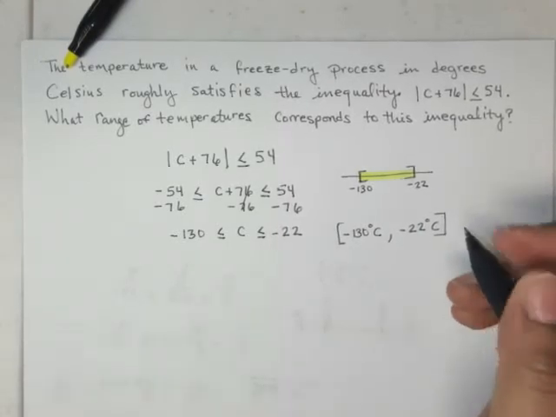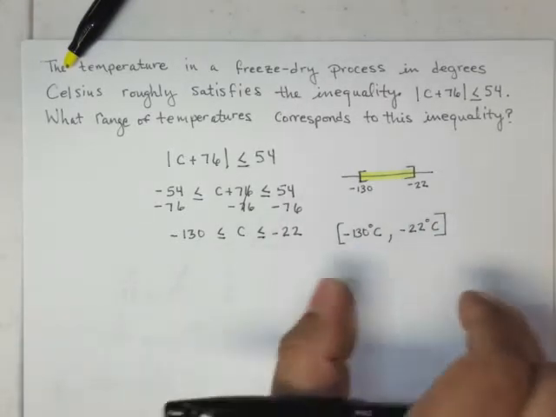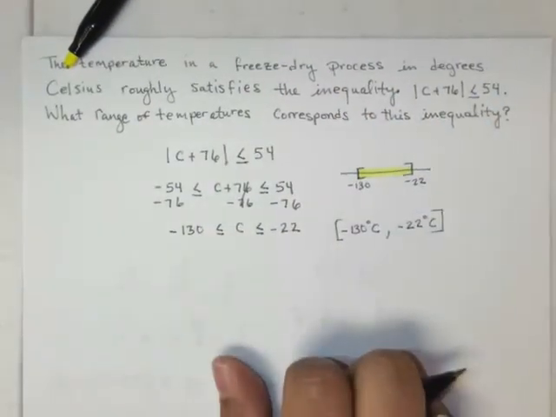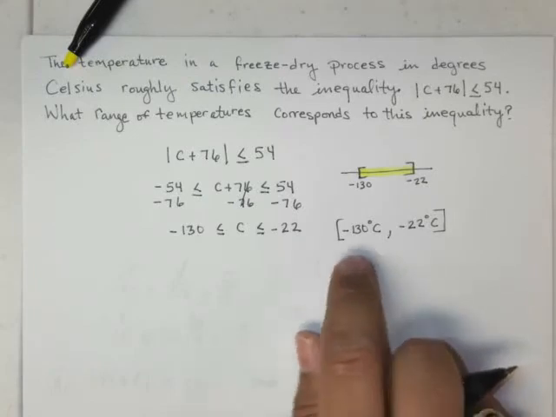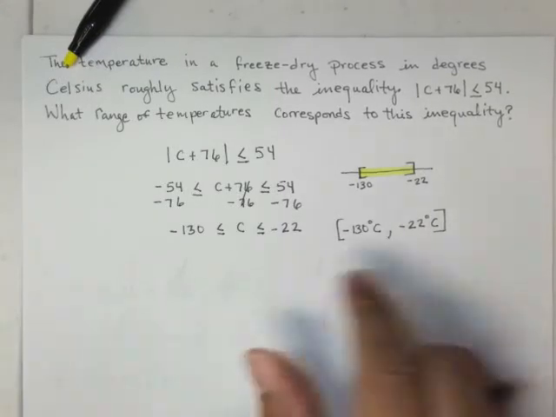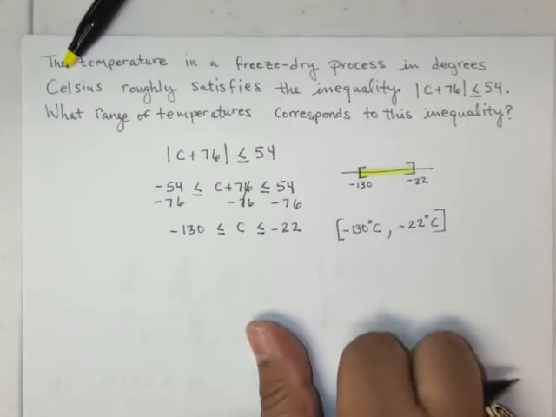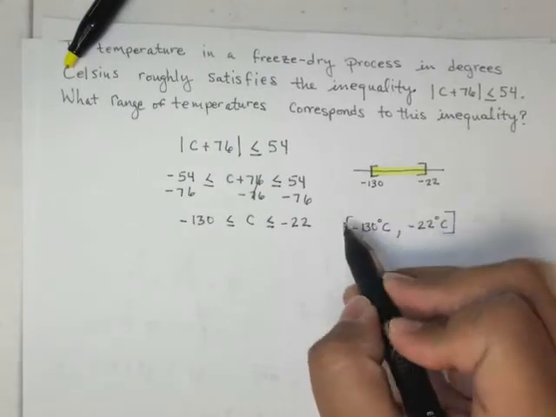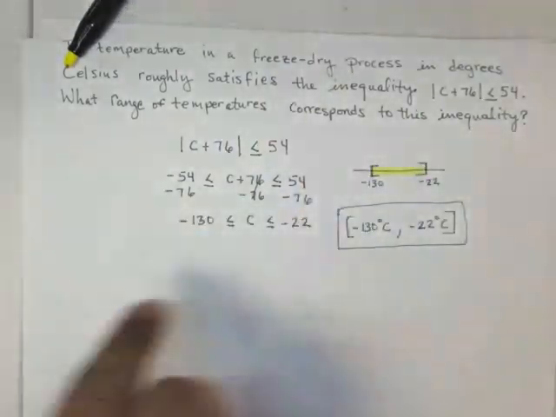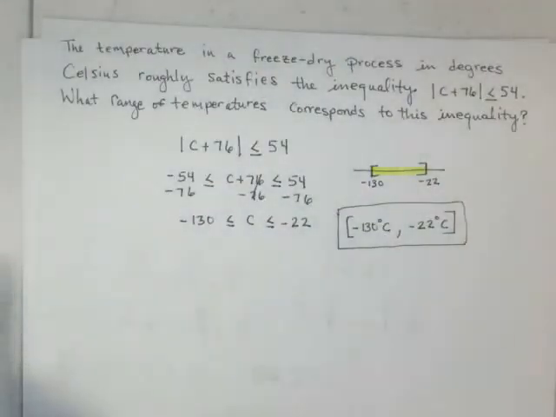So in an application, this is kind of like the tolerance level for where we can freeze dry whatever it is that we're freeze drying in this process. So this is the acceptable range that you'll be allowed to freeze dry. Anything outside of that just wouldn't work in this process. So this right here would be the solution set for this application of an absolute value inequality.